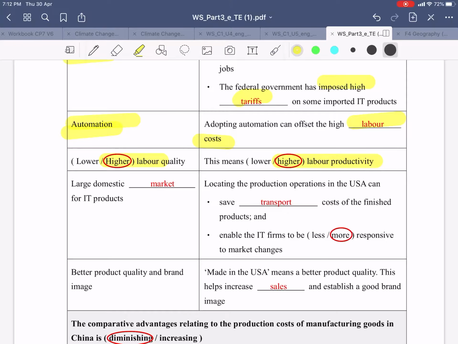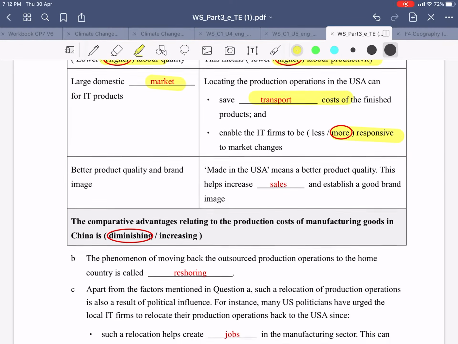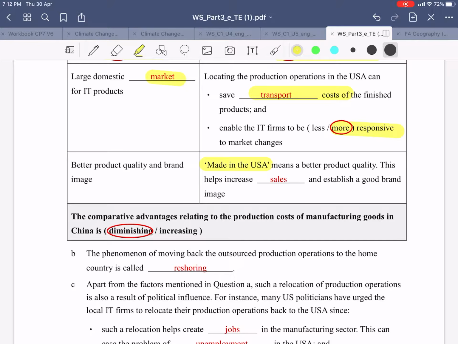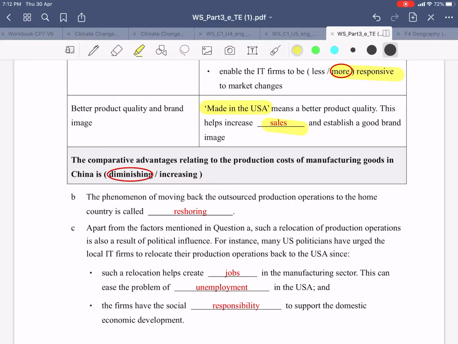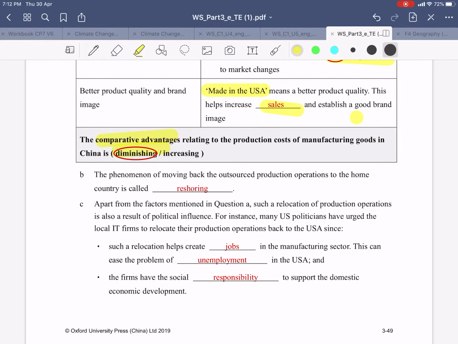Higher labor quality, okay. The market is large, which can save transport costs and be more responsive to market change. Made in United States is a good brand, so it can increase sales. So accordingly, the comparative advantage, 嗰個對比優勢, okay, related to the production cost of the manufactured goods of China is diminishing, okay.